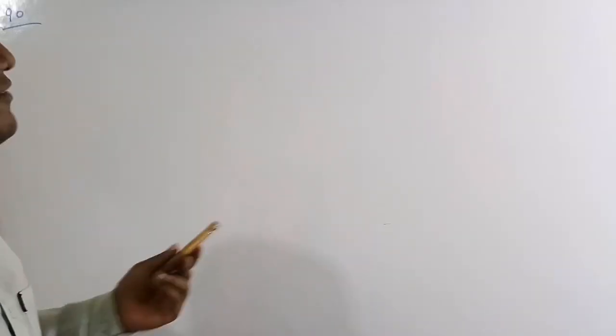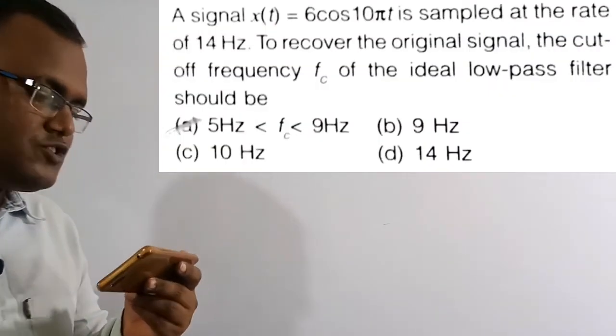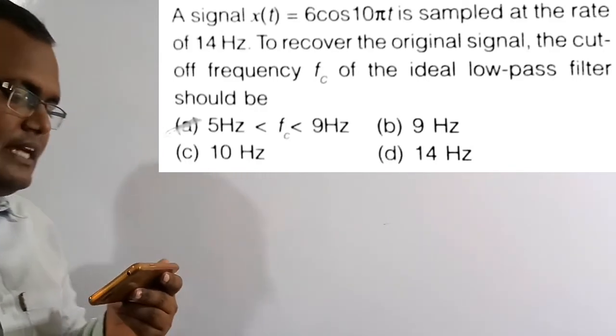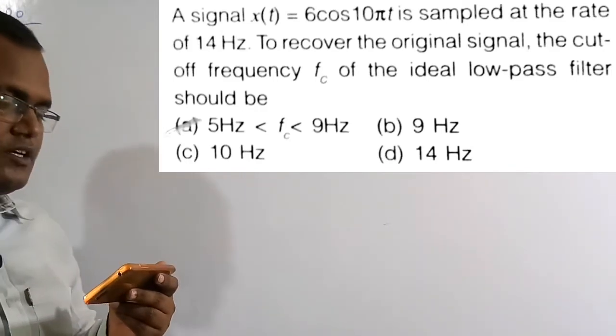So this is the last question of this lecture. See the question here. A signal x of t is equal to 6 cos 10 pi t is sampled at the rate of 14 hertz.